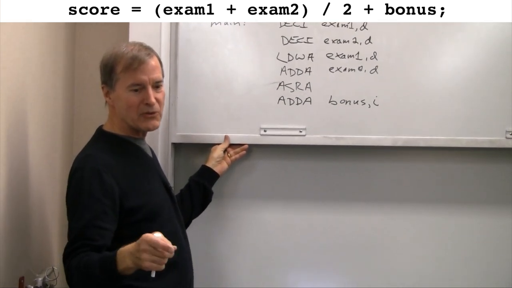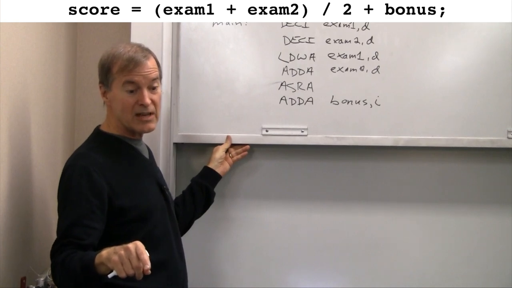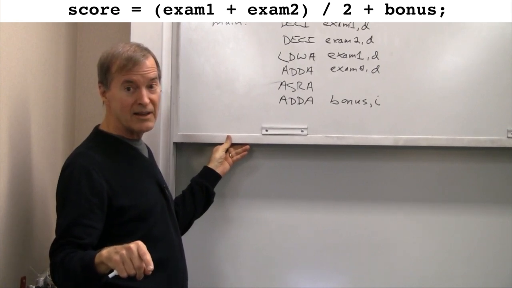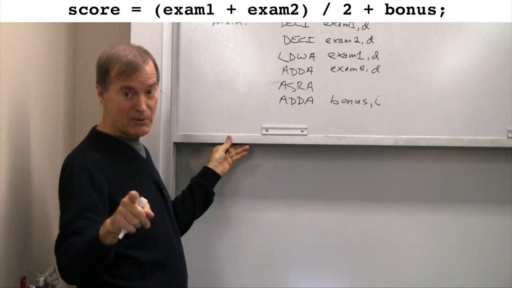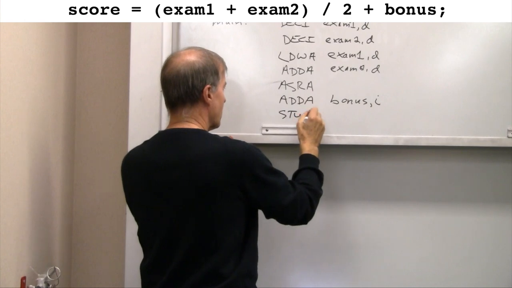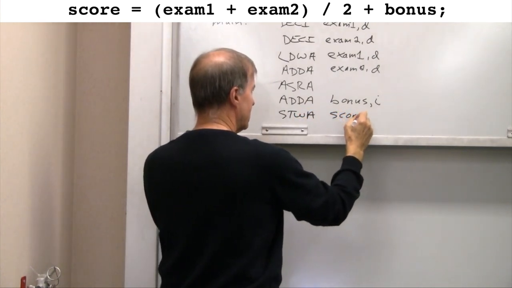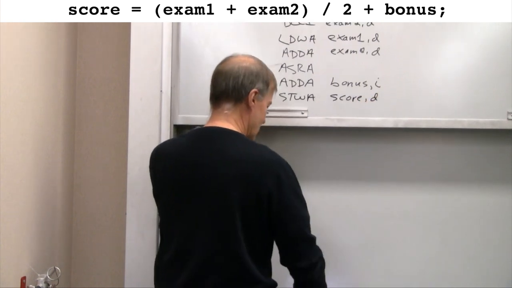So now we've got all that stuff, the exam 1 plus exam 2 divided by 2 plus bonus, and where is that quantity? It's in the accumulator, so now what do we have to do? Store word accumulator into what? Score using what addressing mode? Excellent. Oh, you guys are good.